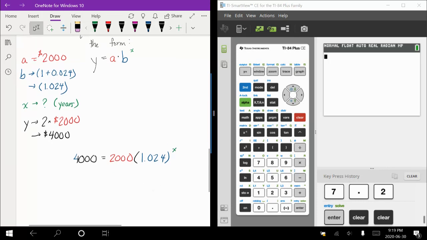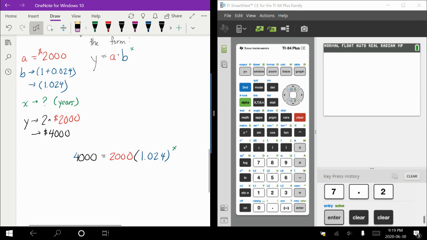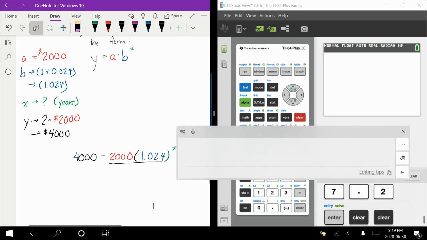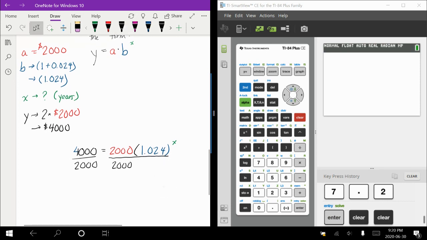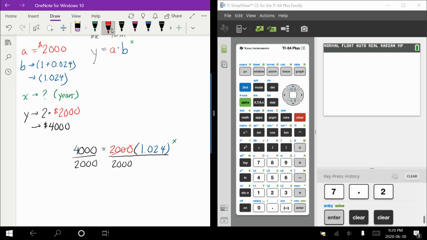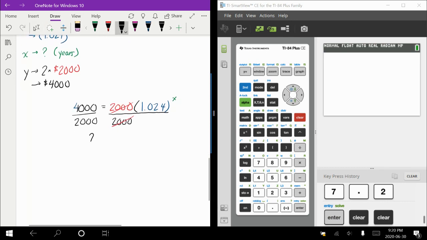Now, when we are trying to solve an exponential equation algebraically, we typically want to isolate the power before we proceed. So if it's possible to isolate the power, we're going to go ahead and do that. So in this problem, we would be dividing by 2,000 on both the right side and the left side in order to isolate the power 1.024 to the exponent x. So that allows us to get 2,000 to cancel on the right side. And now we have 2 equals 1.024 to the exponent x.